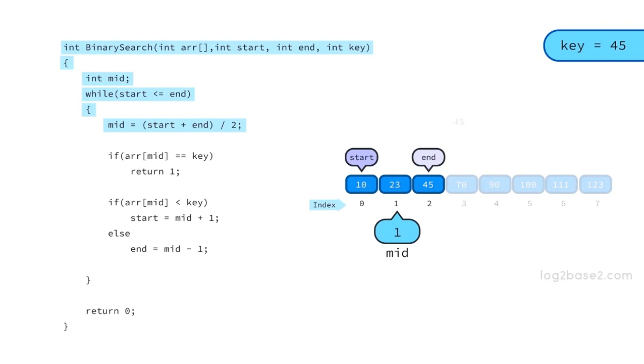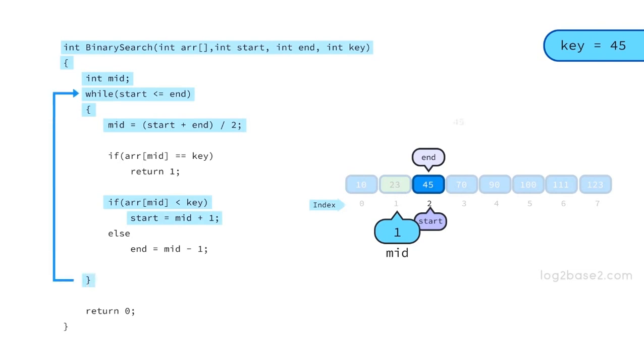So check if the middle element is the key. We have ARR of mid equal to key, but it is not. So the next step is to find the half where the key could be present. So check if ARR of mid is less than key, and 23 is less than 45. So we should check in the right half only. So end will be the same, but start should be mid plus 1. So start equal to 1 plus 1, which is equal to 2.